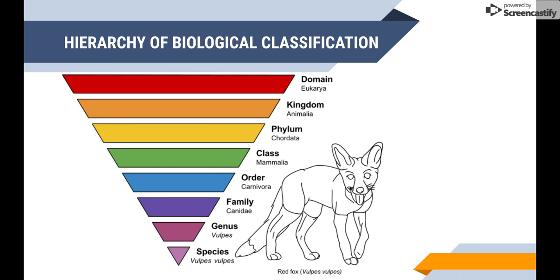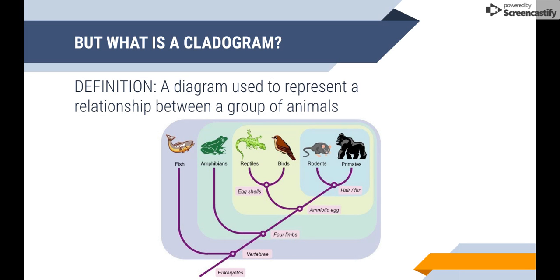These topics have helped develop cladograms. The topics are domain, kingdom, phylum, class, order, family, genus, and species. Now, what exactly is a cladogram? A cladogram is simply a diagram that is used to represent a relationship between groups of animals. It is used to visualize the groups of organisms being compared, how they are related, and their most common ancestors.